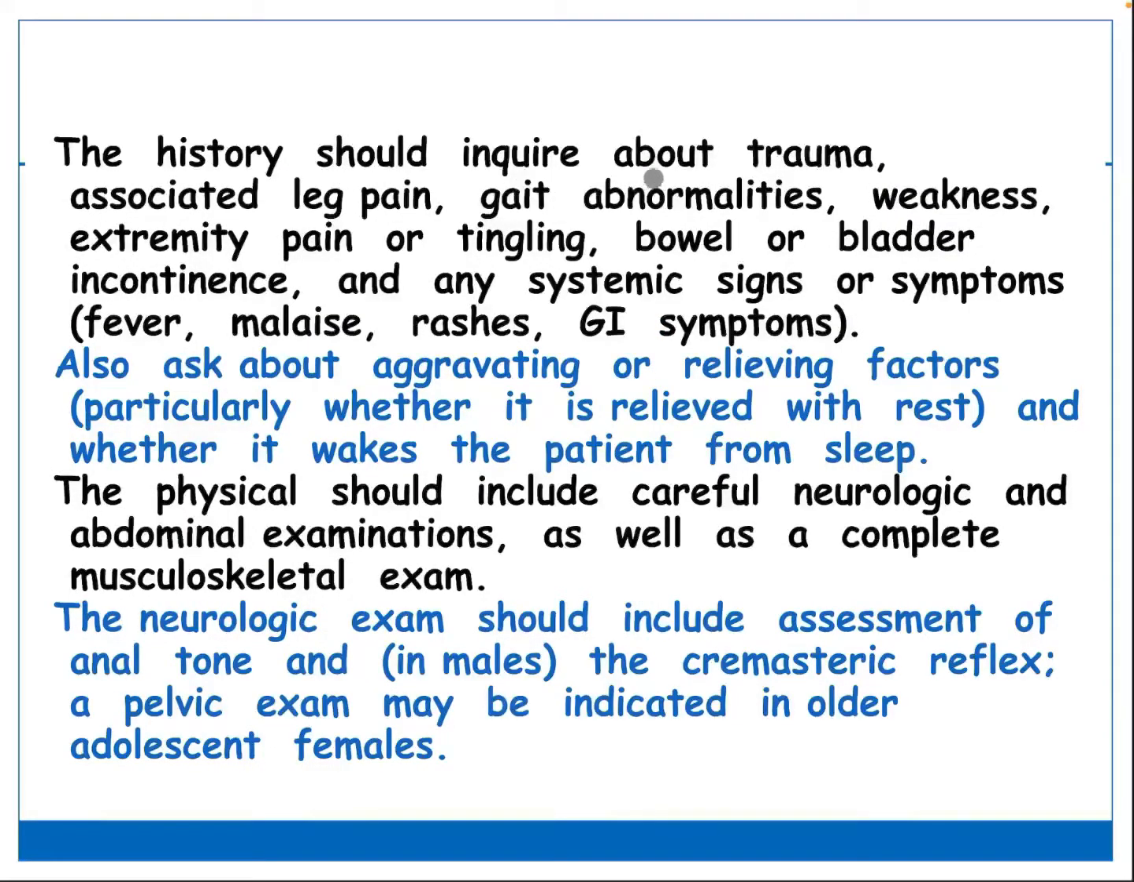The history should inquire about trauma, associated leg pain, gait abnormality, weakness, extremity pain, or tingling, bowel or bladder incontinence, and any systemic signs or symptoms: fever, malaise, rash, GIT symptoms. Also, ask about aggravating or relieving factors, particularly whether it is relieved with rest, and whether it wakes the patient from sleep. The physical examination should include careful neurological and abdominal examination, as well as a complete musculoskeletal examination.